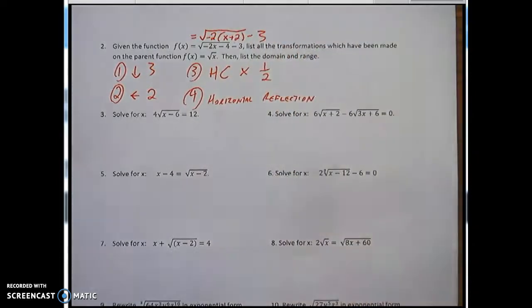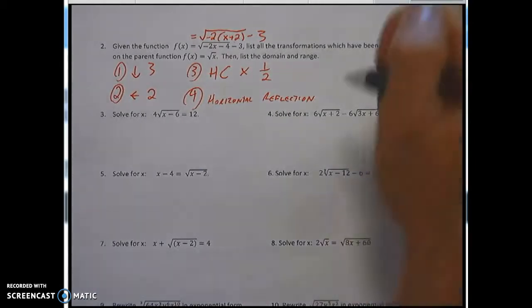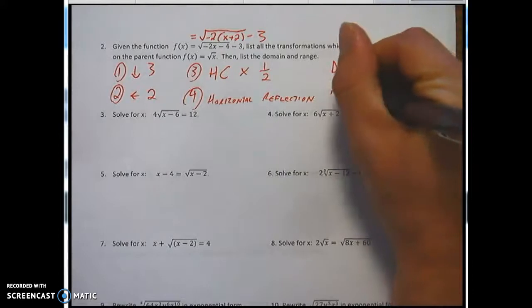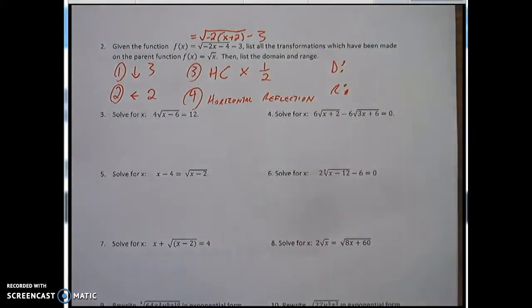Now this was a 2-part problem. It says to list the 4 transformations and also list the domain and range. Well, the easiest way to get the domain and range every time is to graph it, but I don't think we need to graph this one because we know what the transformations are. This thing has been shifted to the left 2. Now if you remember that the square root parent function starts at 0, 0, if we go to the left 2, that means the domain is going to be shifted to the left 2. So instead of going from 0 to infinity, it's going to go from negative 2 to infinity.